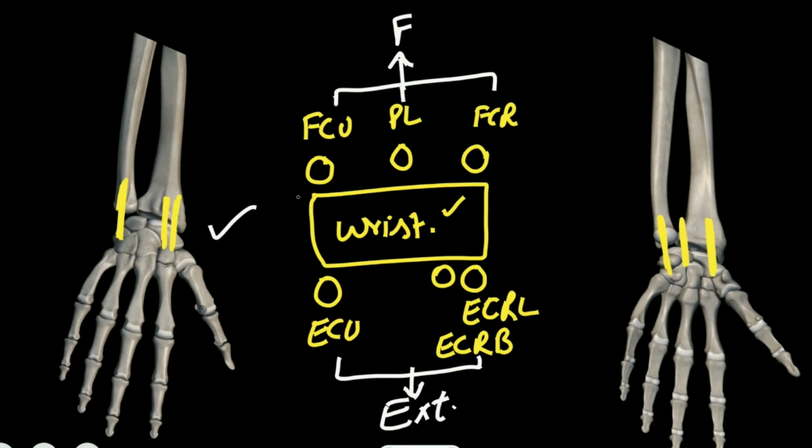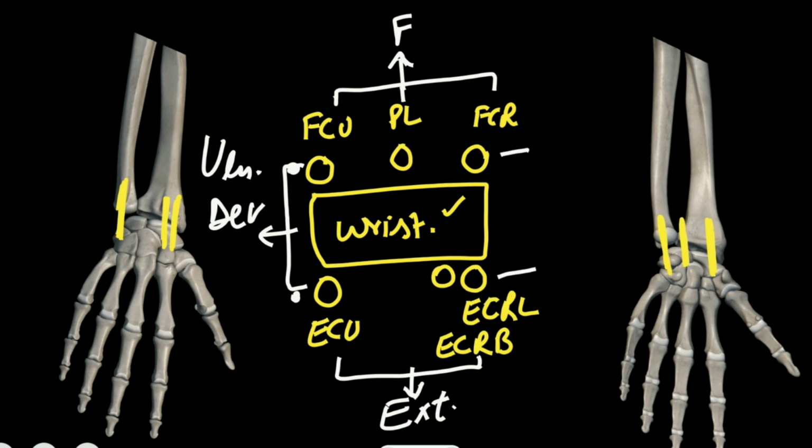Now what about the ulnar deviation and the radial deviation? Look at here. For the sake of ulnar deviation, the flexor carpi ulnaris and the extensor carpi ulnaris will make a team. They will contract at the same time to produce the ulnar deviation. Likewise, over the radial side, flexor carpi radialis and extensor carpi radialis longus and extensor carpi radialis brevis, these three muscles will make a team and will contract at a time, and we will have the radial deviation.